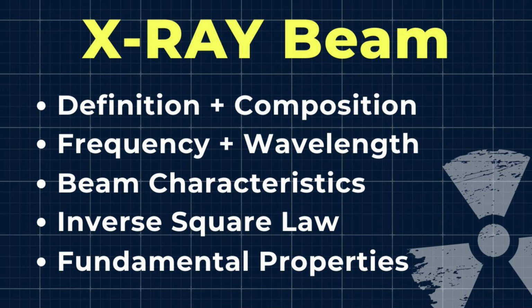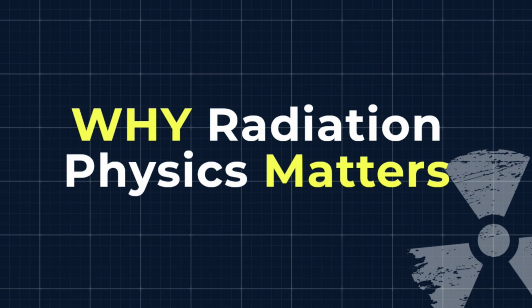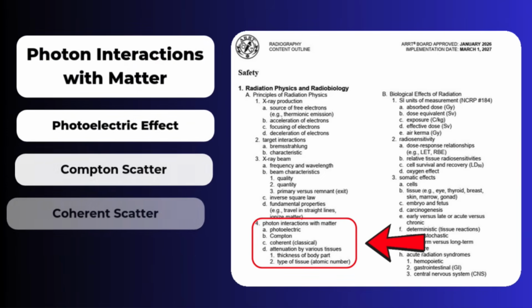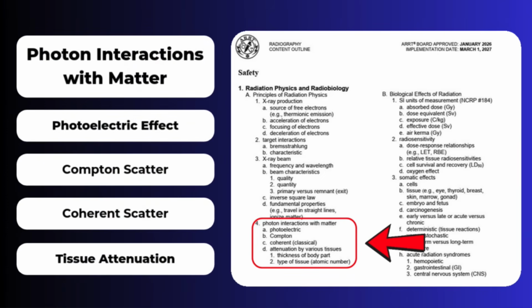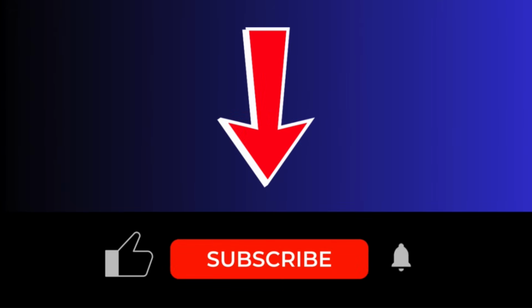All right, that covers everything you need to know about the X-ray beam. Frequency and wavelength, beam characteristics, inverse square law, and its fundamental properties. Master these concepts and you'll gain greater control over the invisible force that determines image quality, patient dose, and even your own protection as a radiologic technologist. Now, in the last lesson on the principles of radiation physics, I'll be covering photon interactions with matter, where we take a look at the photoelectric effect, Compton and coherent or classical scatter, and the attenuation of various tissues. So make sure to check that one out.